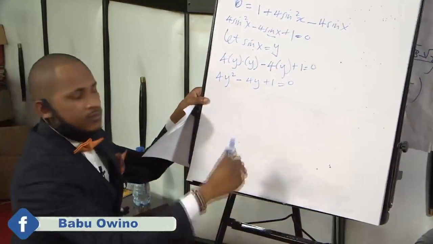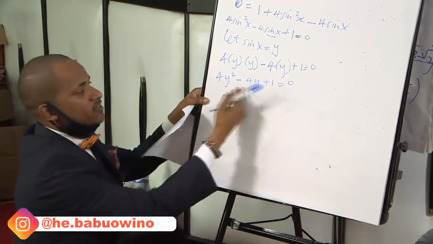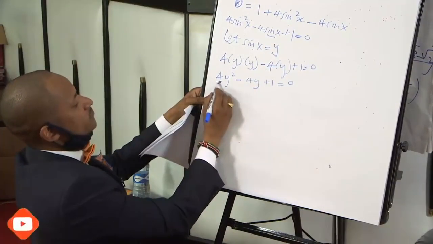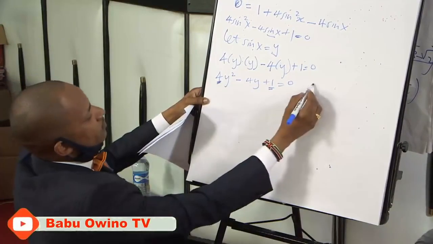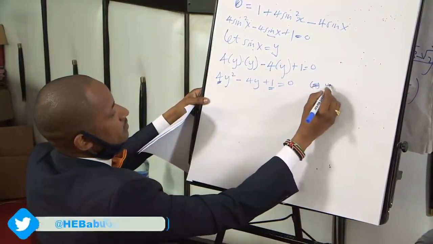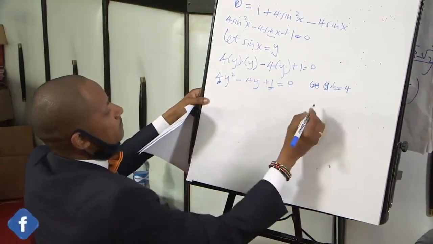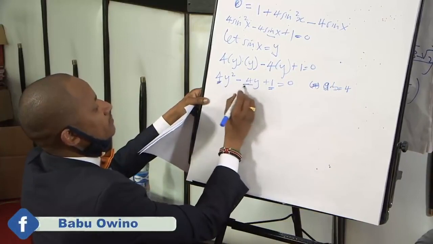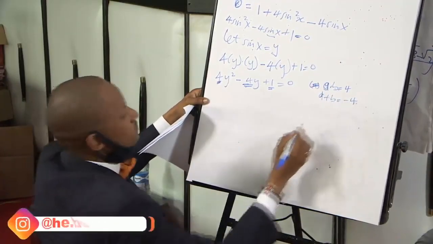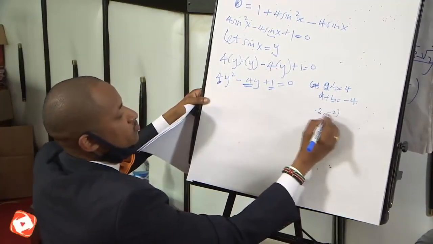Now, this is a quadratic equation. We just factorize this. So look for two numbers again. When you multiply them, it gives you 4 times 1, which is 4. Let's say a times b gives you 4, and when you add them, it gives you negative 4. So the two numbers here are negative 2 and negative 2.